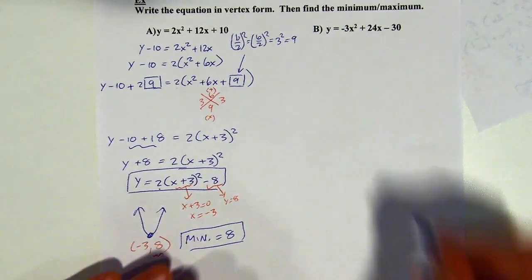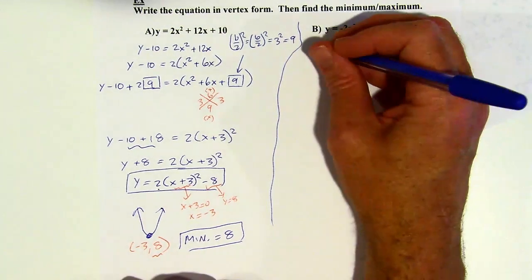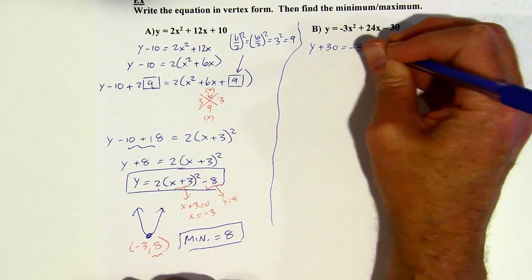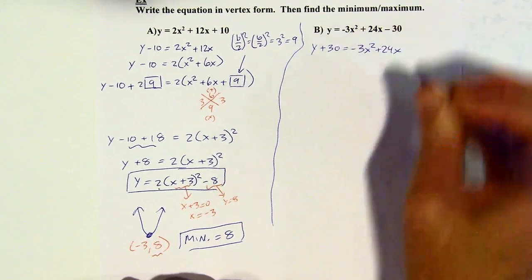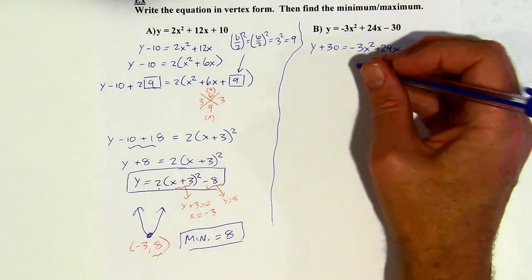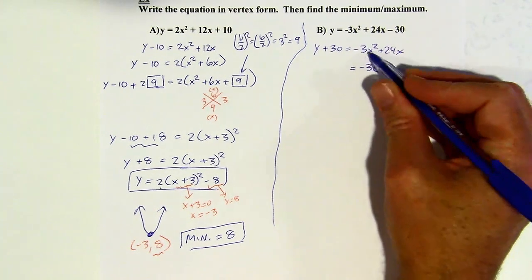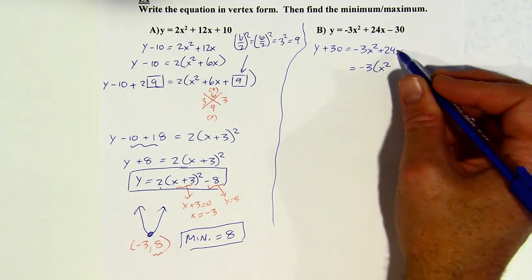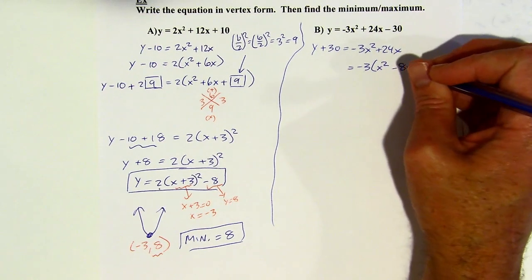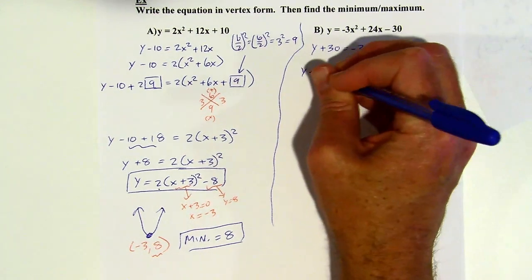Okay. All right, let's try one more. A lot in this section. All right, so let's move this 30 over first. I'm going to add 30 to both sides. Okay, now I want to look for a mystery number, but before I do that, I want to factor out a -3. Okay, -3 times something is -3x squared. -3 times something is 24x. That would be -8x. Now I'm going to be looking for the mystery number.